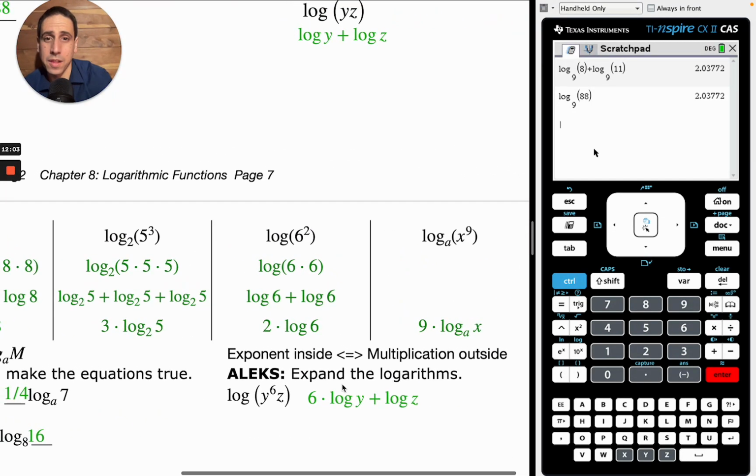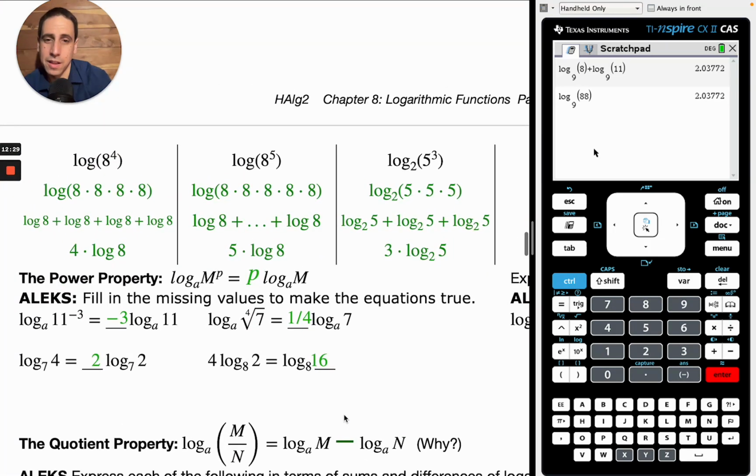And if you wanted to expand the logarithms, then you're going to use the past two properties together in the same problem. I see multiplication on the inside, that turns into addition, and I see an exponent that turns into multiplication. So log base 10, that'd be 6 times log base 10 of y plus log of z. Multiplication and exponent combined in the same problem.